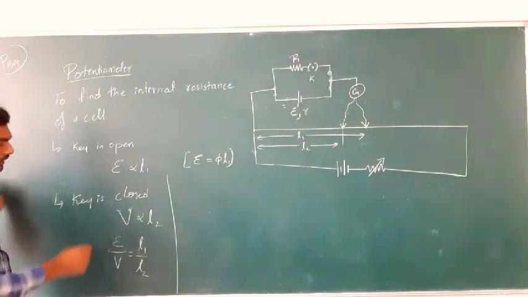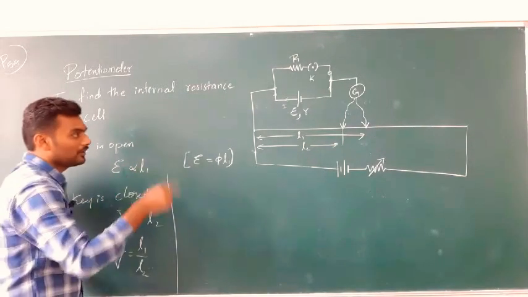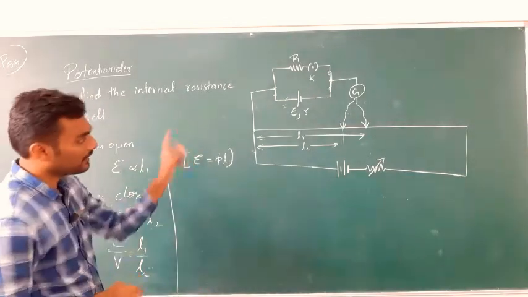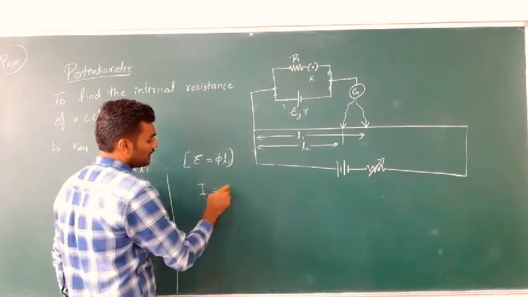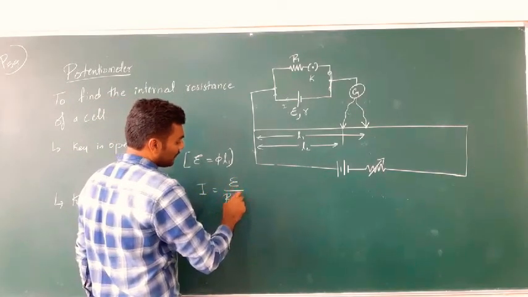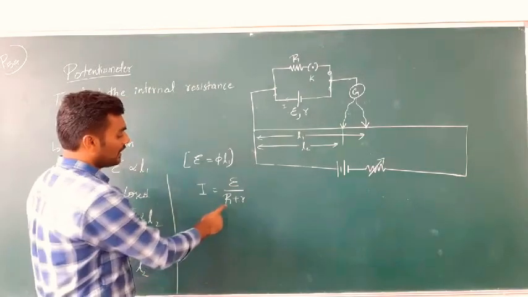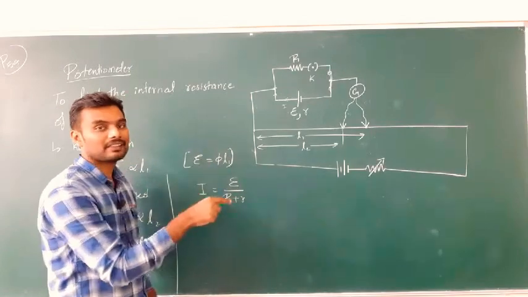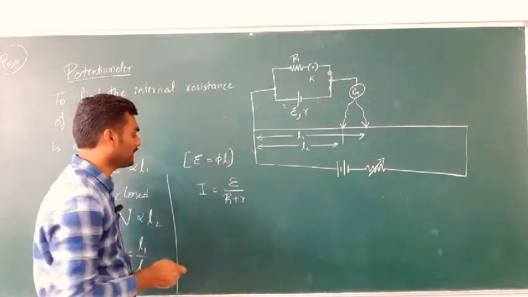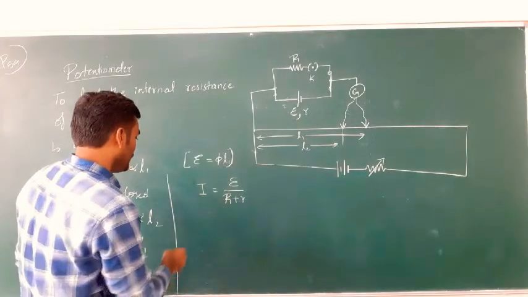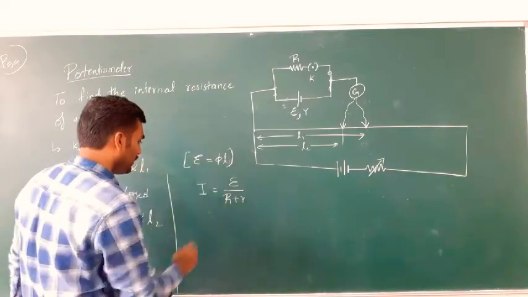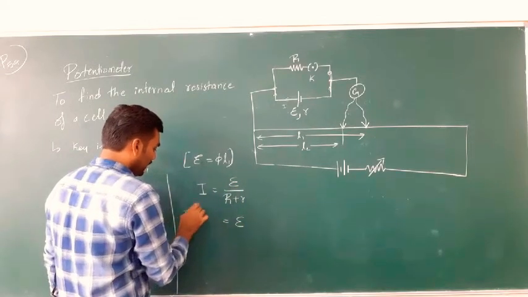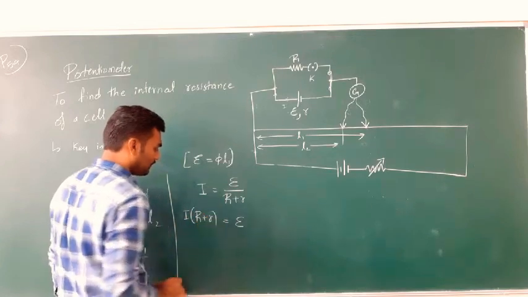Right. How do we express E? When you are given the EMF and internal resistance, the current in the branch will be given by I is equal to E by R plus r, where R is the external resistance of the circuit and small r is the internal resistance of the cell, and E is the EMF of the cell. So according to this expression, E becomes equal to I times (R plus r).